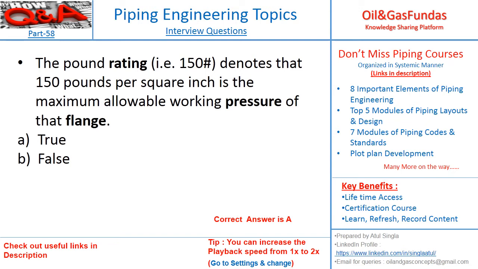This is the definition of how we define this pound rating. Whenever it is mentioned in any of the piping spec or anywhere, 150 pound, what does it mean? The allowable working pressure for that flange will be 150 pounds per square inch. Okay, so this is a basic thing which we need to keep in mind, and the same thing will change if we are mentioning 300, 900. Those kinds of rating will be defined similarly.